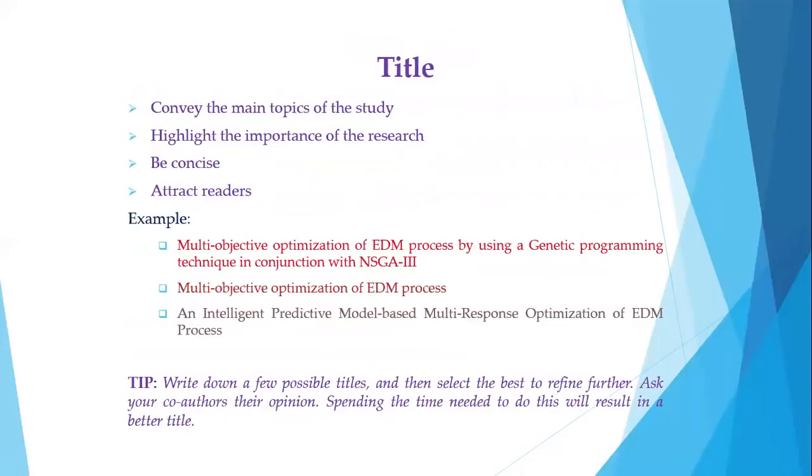For example, if I go back to this particular example, an intelligent predictive model based multi-response optimization, one of the keywords could be machine learning models or machine learning predictive models. That could be one keyword, because though in this paper we have not used a conventional kind of machine learning, we have used a different type of machine learning algorithm here. I have not used the genetic programming type.